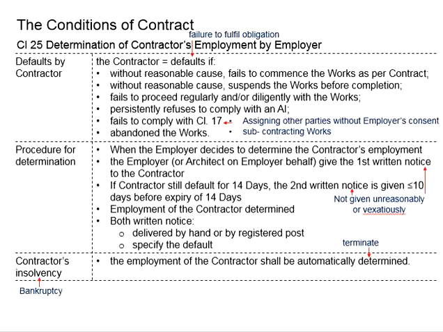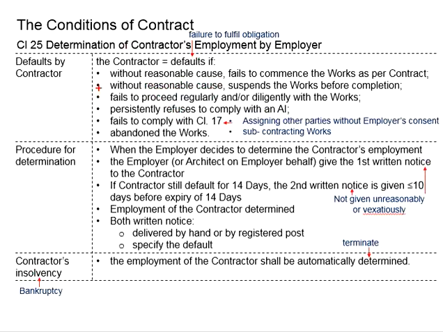Now let us talk about the defaults by the contractor. A contractor is considered in default if any of these happens. First, without reasonable cause, failing to commence the work as per the contract. That means the contractor is unable to carry out the work in accordance with the contract without any reasonable reason. Second, without reasonable cause, the contractor suspends the work before completion. That means the contractor stops working before completion without any reasonable reason.